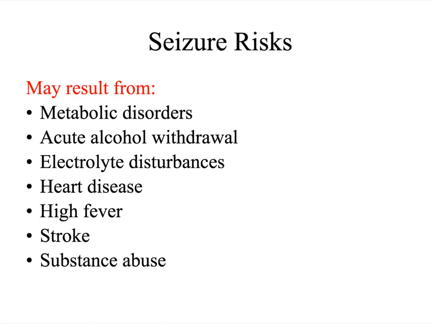These are some of those underlying causes of seizures that I discussed at the past couple slides. These are known as the secondary causes of seizures. Secondary seizures result from an underlying brain lesion, most commonly a tumor or trauma. They may also be caused by metabolic disorders, acute alcohol withdrawal, electrolyte imbalances, such as hyperkalemia, hypoglycemia, water intoxication. They can also be caused by high fever, substance abuse, and heart disease. Seizures resulting from these problems are not considered epilepsy.